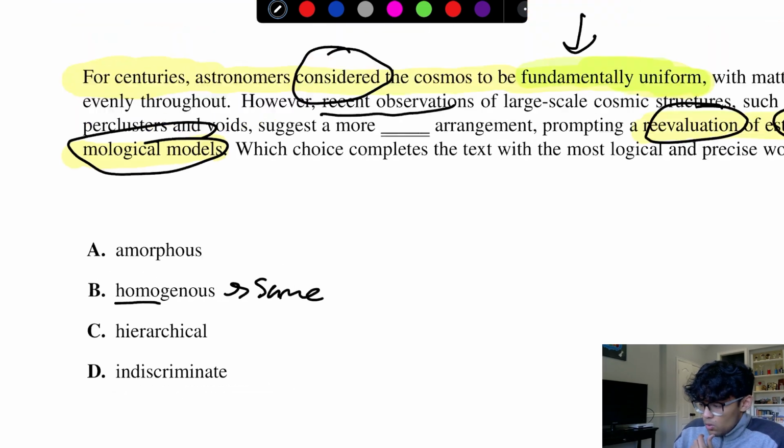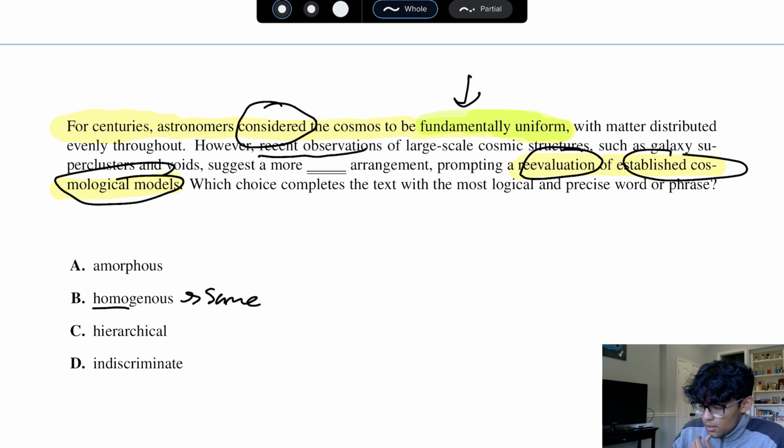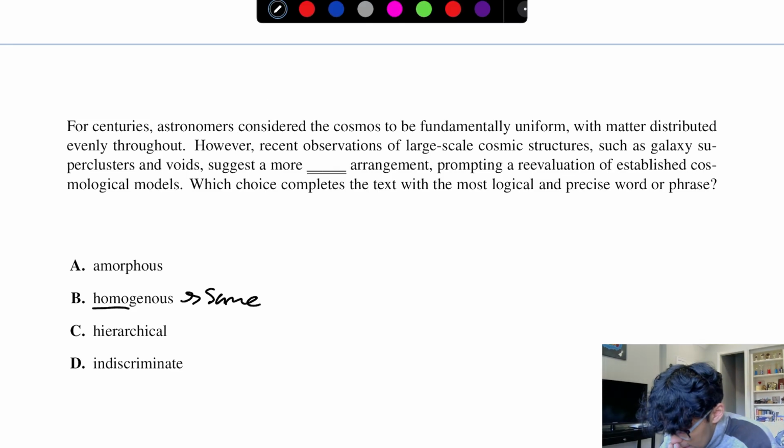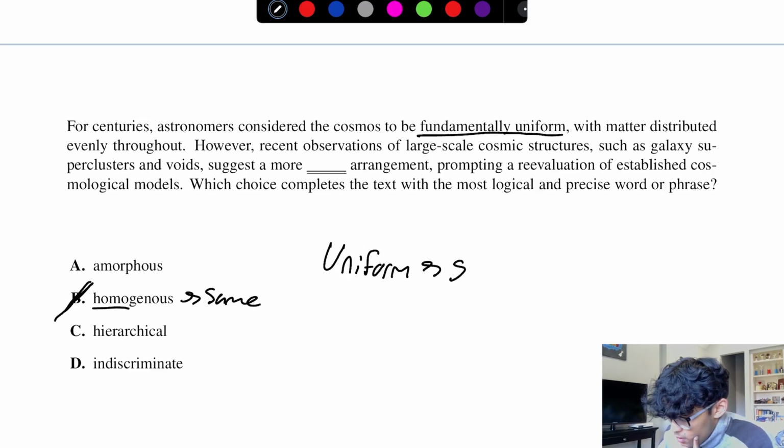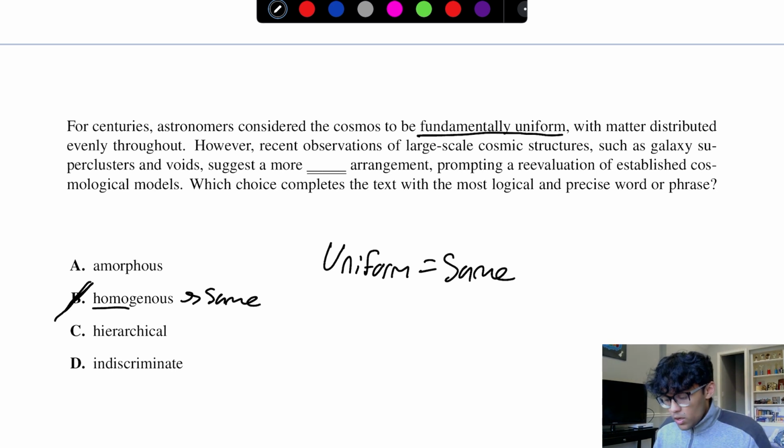the same. So if we look at the blank, let me get rid of all these highlights that are kind of annoying. It says, however, recent observations of large-scale cosmic structures such as galaxy superclusters and voids suggest a more blank arrangement. So it says that they thought it was fundamentally uniform, but it's not fundamentally uniform. So homogeneous is going to be wrong because uniform and same are pretty closely related. Since homogeneous means the same, that probably doesn't really make sense.